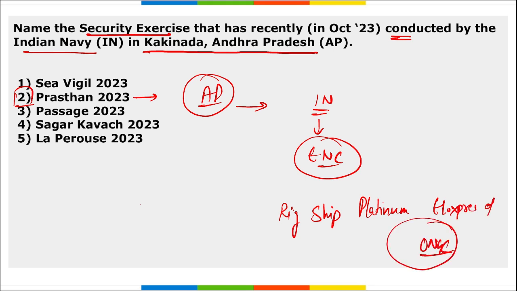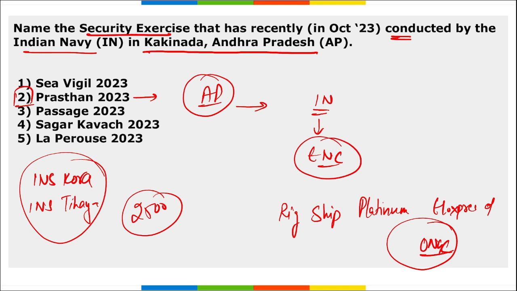Correct, mark this. Apart from this, more than 2500 persons also took part in this exercise from various organizations such as Indian Navy, Indian Coast Guard, port authorities, state fishery departments, marine police, etc. Then INS Kora and INS Tihayu, they both took part in this exercise. Also INS Kalpeni also took part in this exercise, but mainly remember these took part in this exercise.